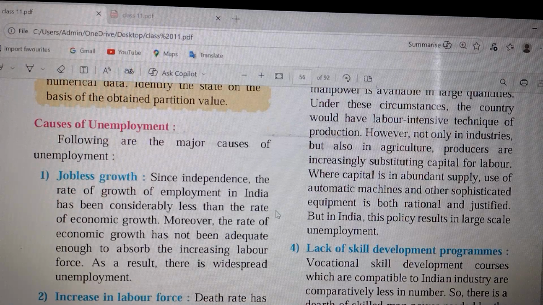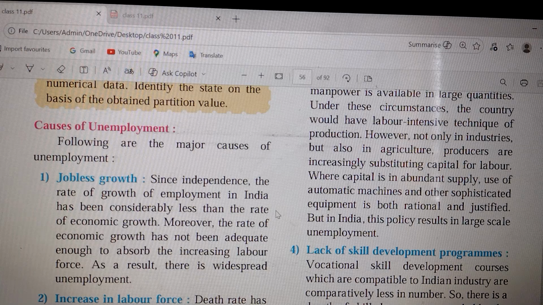Now next we have causes of unemployment. This we will be seeing in part 2. So this was part 1 of chapter 7, unemployment in India. In the next part we will understand causes of unemployment and government measures to generate employment opportunities.